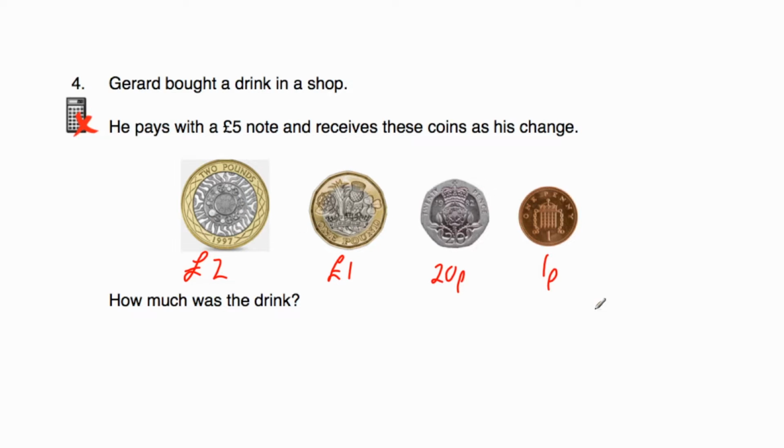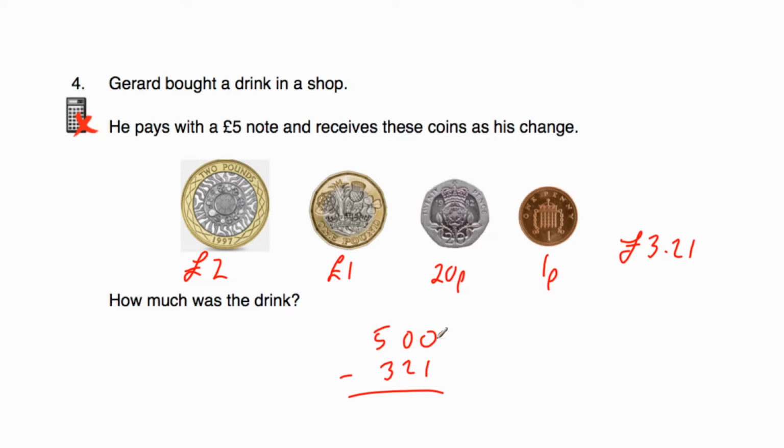So let's work out how much change he was given. So if we add these together, we've got £2 plus £1, that's £3, £3.20, £3.21. So he receives £3.21 in change. And if we take that away from £5, we can see how much the drink was. So let's take our £5 or 500 pennies and take away our 321 pennies or £3.21 and see what we get.